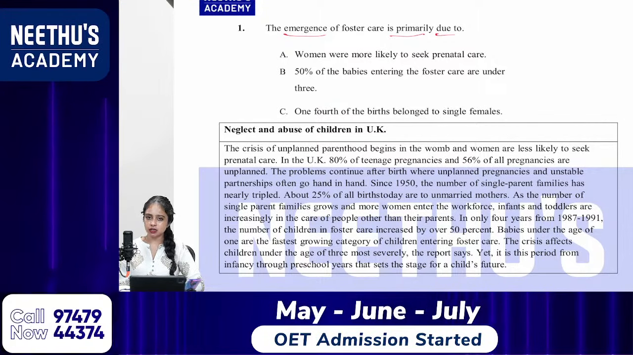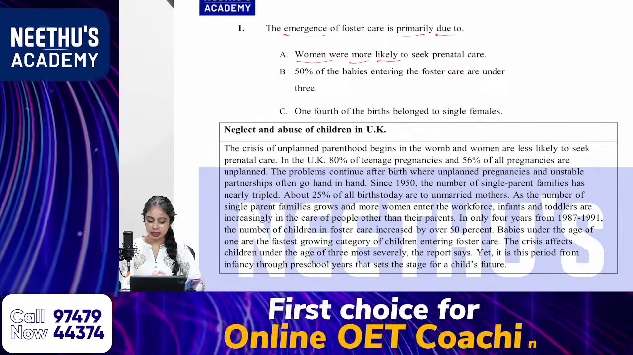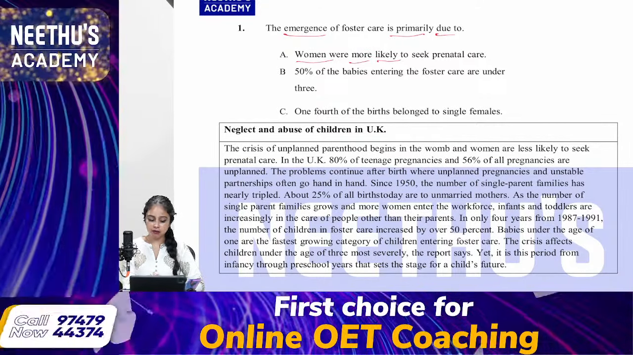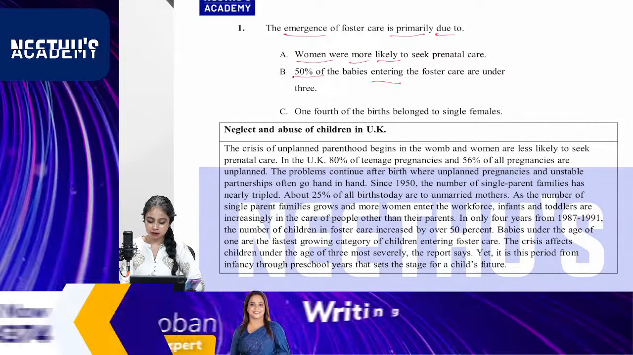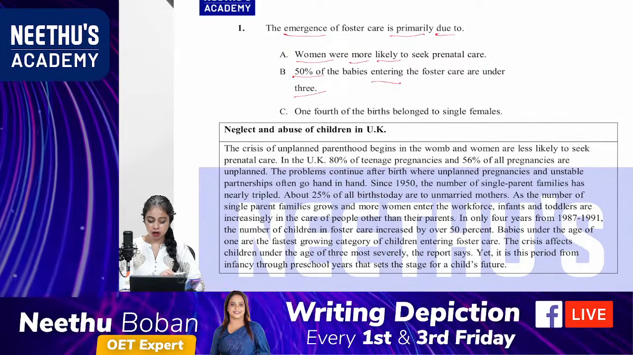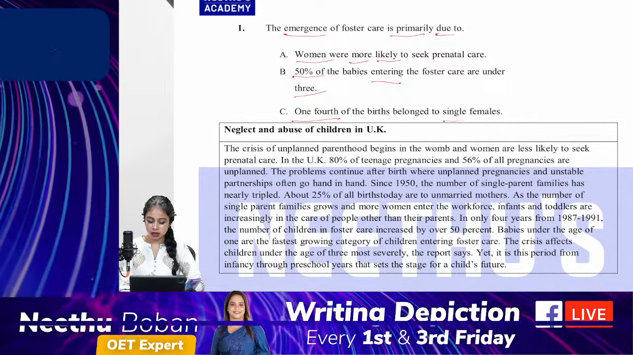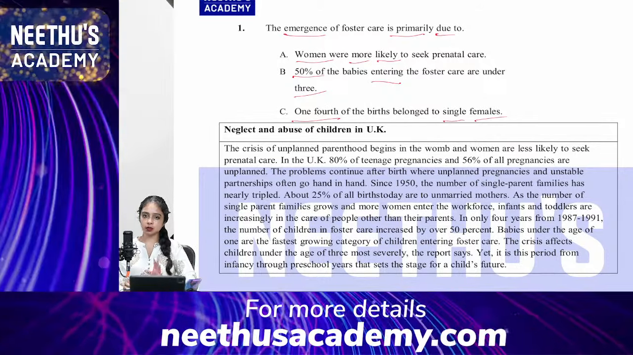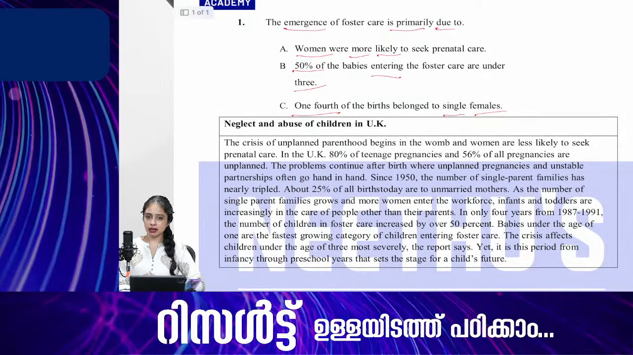So what are the keywords? From option A, I'm marking women more likely. Then from option B, 50% of the babies entering under 3. Then option C, 1/4 as well as single female. So these are my keywords from the options. Okay. So moving to the paragraph.